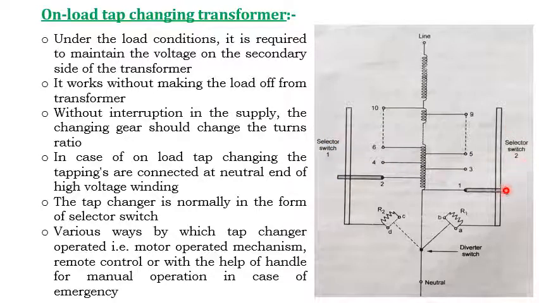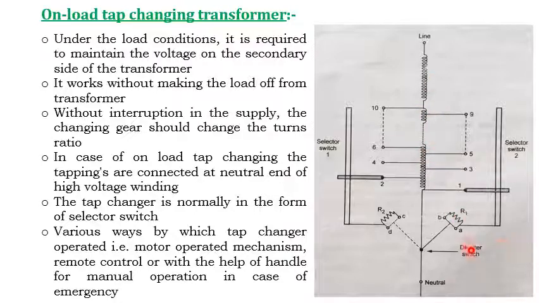Two selector switches are provided here: selector switch 1 and selector switch 2. Selector switch 1 is connected to tapping 2, and selector switch 2 is connected to tapping 1 of the high voltage winding of the transformer. And a diverter switch is provided. This diverter switch connects the neutral to the transformer winding line terminal.